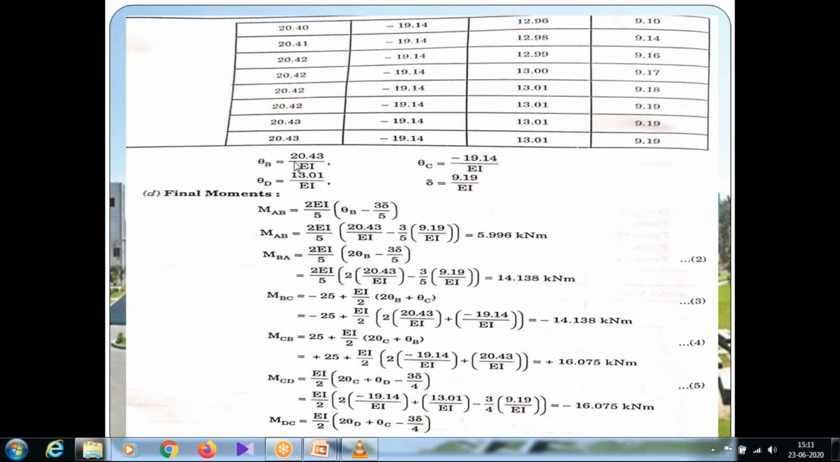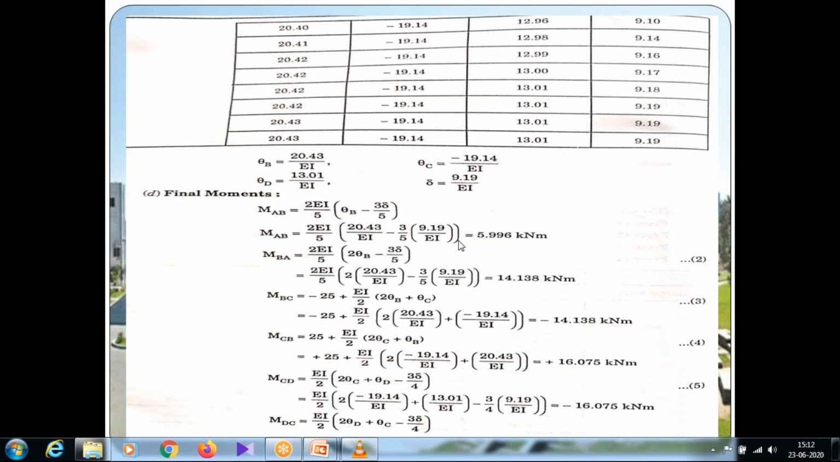After calculating the unknown slopes and the sway delta, the next step is calculation of final moments. We need to substitute the unknowns in the final moments, that is the slope deflection equation. So MAB is equal to 2EI by 5 into (theta B minus 3 delta by 5). We substitute the theta B and delta values: 2EI by 5 into theta B, which is 20.43 divided by EI, minus 3 by 5 into delta, where the delta value is 9.19 divided by EI.